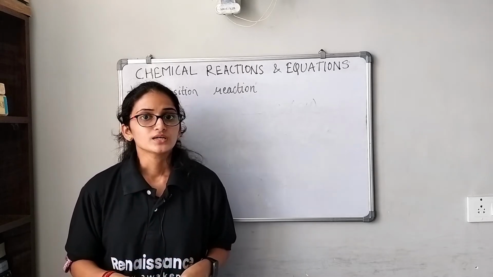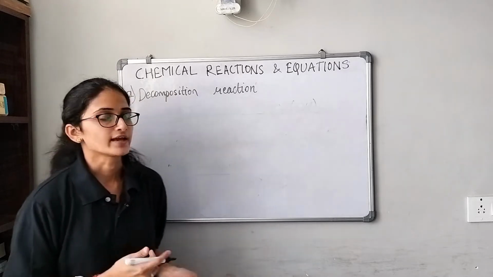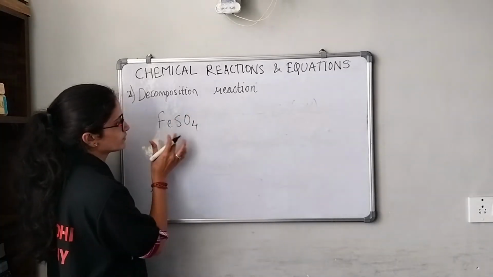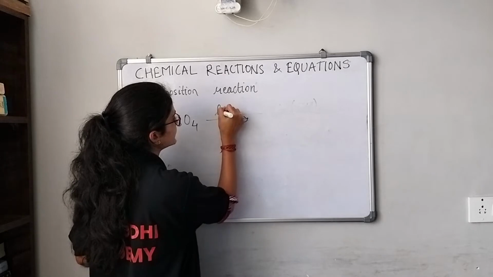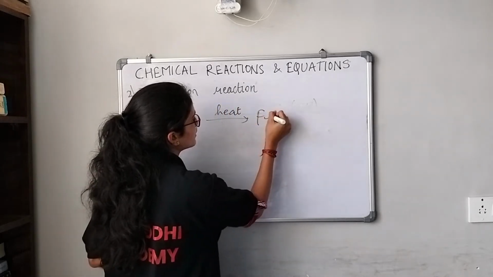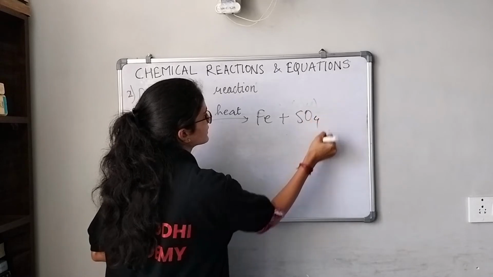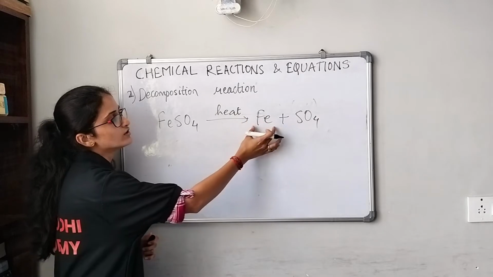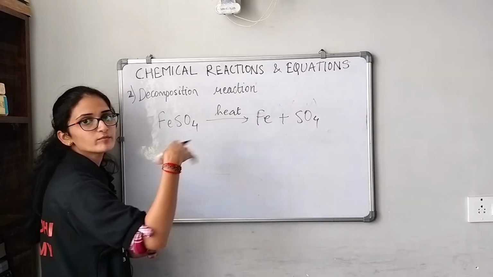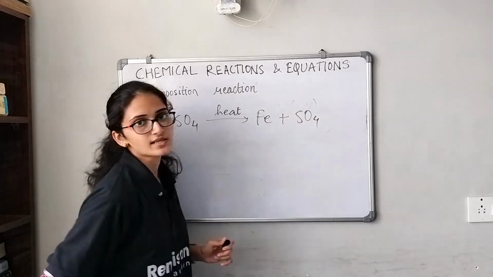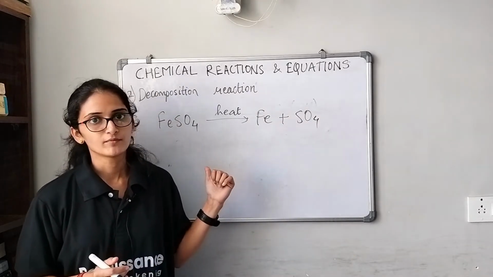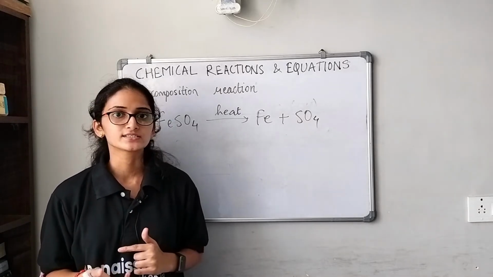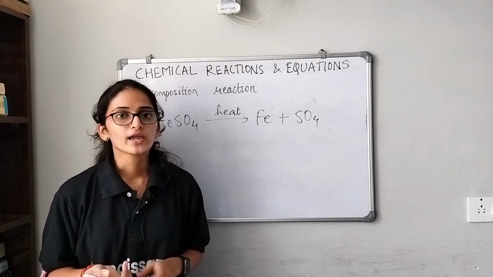Now we will write the decomposition reaction. FeSO4, which is ferrous sulfate, on heating will give Fe plus SO4, meaning this individual compound will give two or more products, ferrous plus sulfate. So this is an example of a decomposition reaction. When a decomposition reaction is carried out by heating, it is called thermal decomposition.